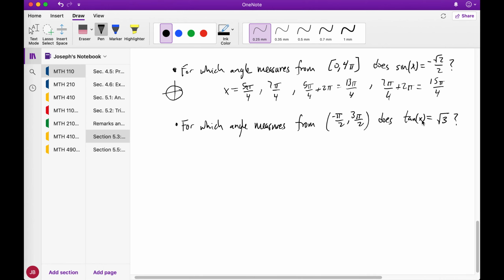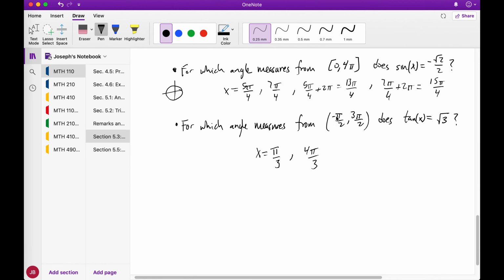And now let's look down the tangent column. Let's find all of the angles x that give us a value of root 3 in that column. But now we want to restrict where we're looking only from minus pi over 2 to 3 pi over 2. So let's first find the positive angles. So here, I think at angle pi over 3, that's root 3. And I think 4 pi over 3. And now once we get to angle 3 pi over 2, we stop, right?